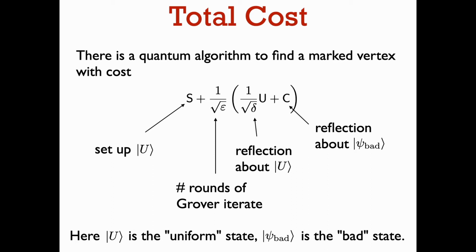I still need to tell you how we actually implement a quantum walk, and where this u divided by square root of delta term comes from to reflect about the uniform state.